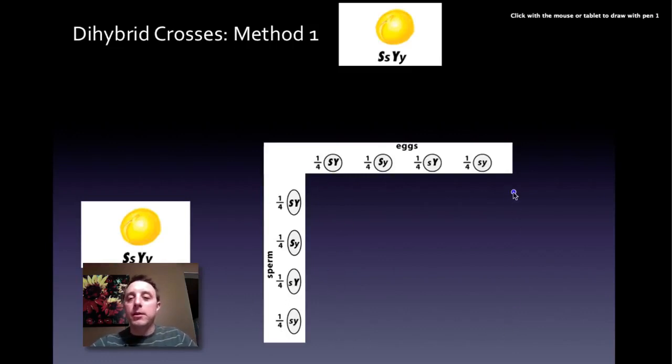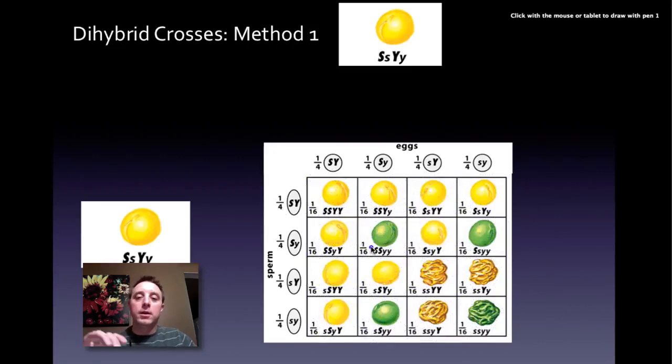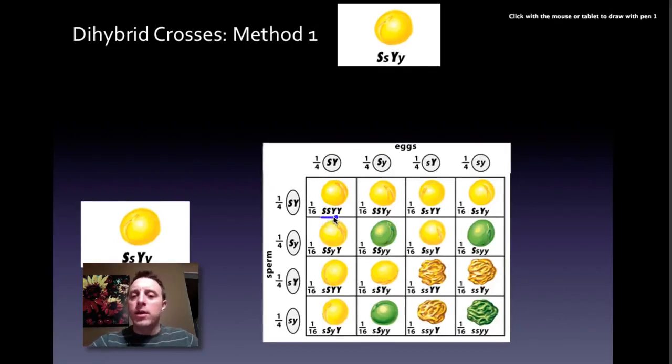And filling in the Punnett square here, just by pulling everything down, we get this. Okay, and it's a fairly large Punnett square, 16 possible choices. And we see all the different phenotypic combinations here. And you see the way that we write the genes out. We always keep letters together. Okay, S's are always with S's, Y's are always with Y's.